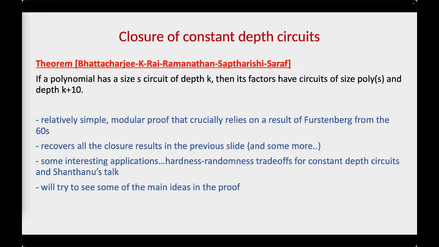Okay. And the plan is to discuss some of the main ideas in the proof. Great. Questions? Okay, so this is one of the theorems that we are going to dwell a little bit more on later in the talk.